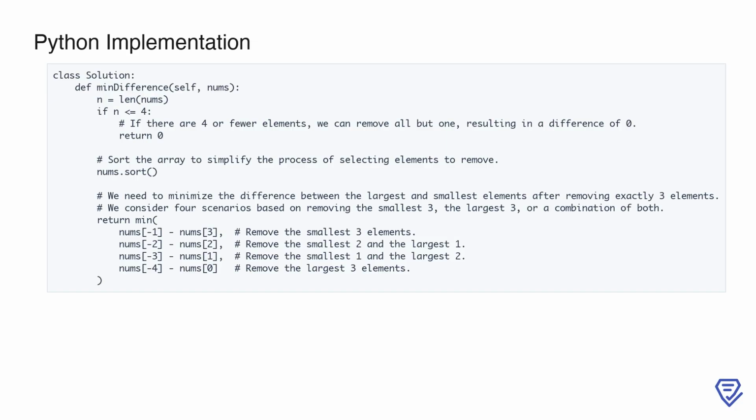The main idea is to consider 4 possible ways of removing 3 elements. 1. Removing the smallest 3 elements, which leaves the largest remaining elements. 2. Removing the smallest 2 elements and the largest 1 element. 3. Removing the smallest 1 element and the largest 2 elements. 4. Removing the largest 3 elements, which leaves the smallest remaining elements. In each case, the code calculates the difference between the new maximum and minimum values in the array. Finally, the minimum of these 4 differences is returned as the result.